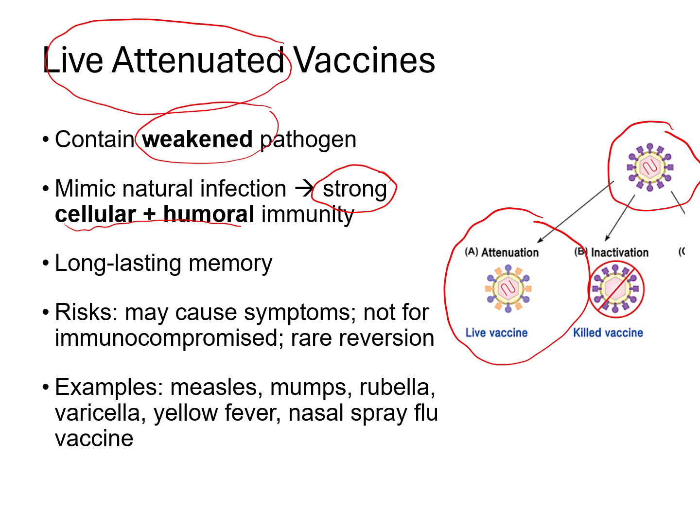But there are some risks because you're still using live pathogen. So the risks include mild symptoms, reversion of the attenuated version to the full-blown strength pathogen, and it's sometimes not safe for immunocompromised or pregnant patients. Examples include the MMR vaccine, varicella, yellow fever, or the nasal spray flu vaccine.